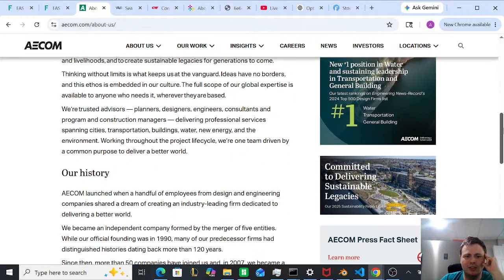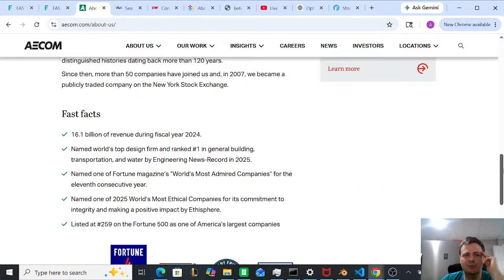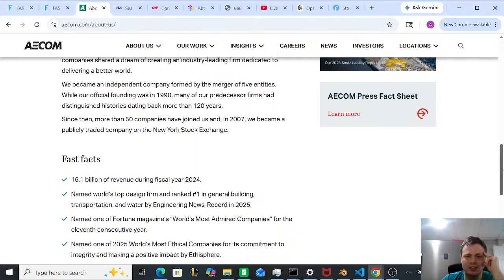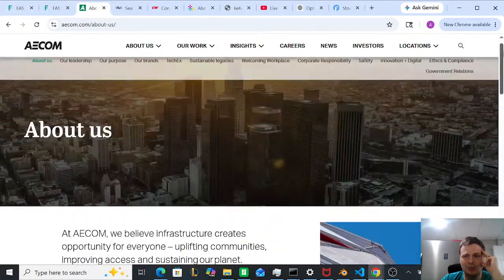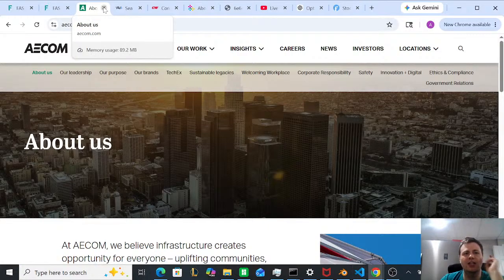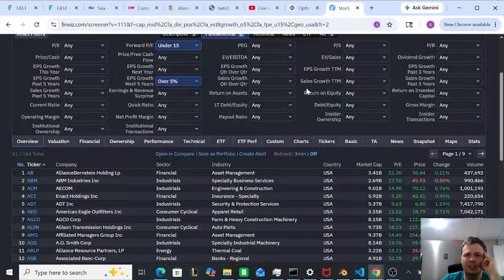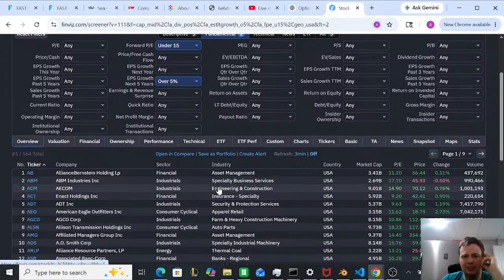But overall, from here, this is where I would put ACM on the watch list, and I would do some more digging. I'd probably read their investor report and things like that. So if we go back to Finviz, ACM is on my list to look at.